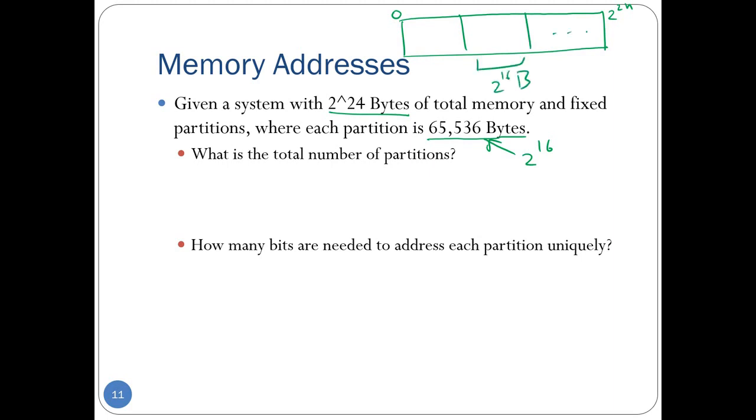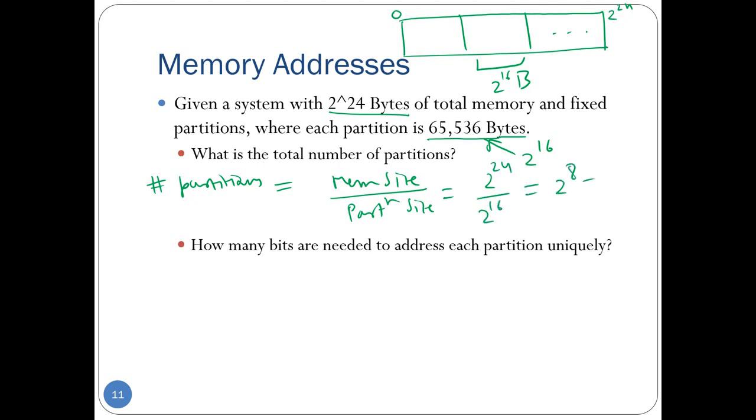So the first question is, what is the total number of partitions, right? So the number of partitions is basically given by the memory size divided by the partition size, right? So memory size is 2 to the power 24 and partition size is 2 to the power 16. So this is basically 2 to the power 8, which is simply 256 partitions.